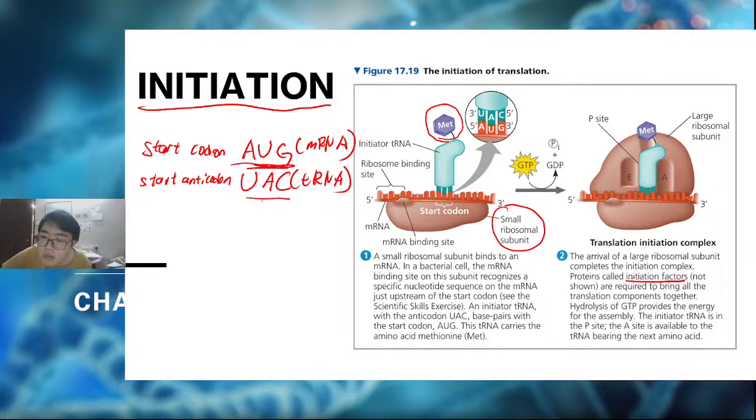Initiation factors are required to bring all the translation components together. So translation involves hydrolysis of GTP, then you will use GTP. So the initiator tRNA is in the P site. If you see that after the large ribosome unit is bound, our initial activated tRNA that carries methionine will locate at the P site. Directly at the P site. It will not be at the A site. You see, it is not at the A site. It is directly located in the P site.